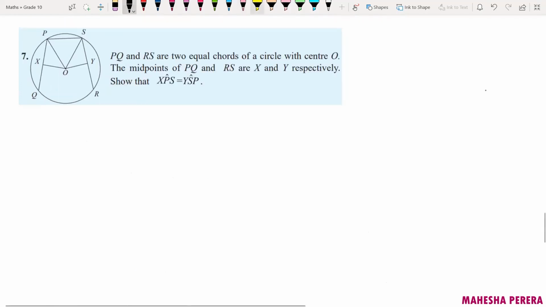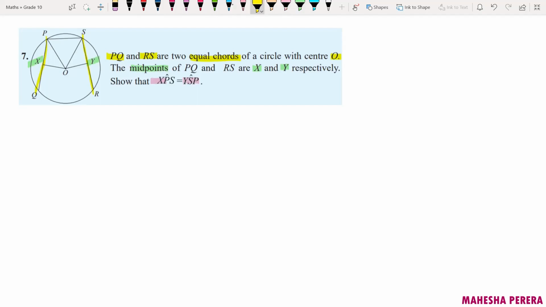Let's read the next question. PQ and RS are two equal chords of a circle with center O. This is chord PQ, and this is chord RS, and they are equal in length. The midpoints of PQ and RS are X and Y respectively. Here is our X and here is our Y. Show that this angle equals this angle.